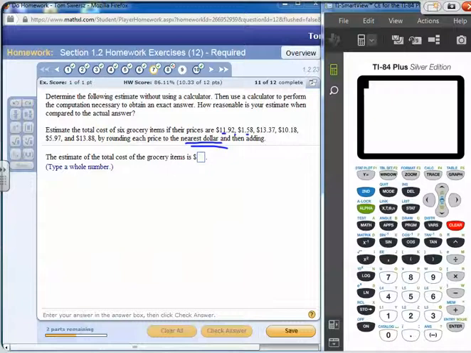So $11.92 we're going to round to 12. $1.58 would be closest to 2. $13.37 we'd round down to 13. $10.18 we'd round down to 10. $5.97 we'd round up to 6. And $13.88 would be rounded up to 14.